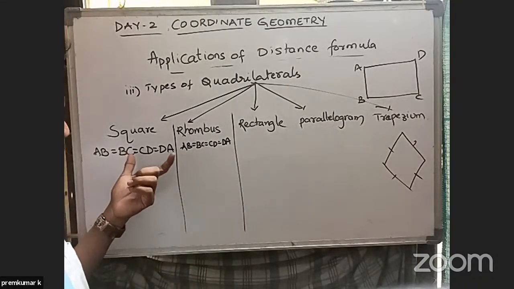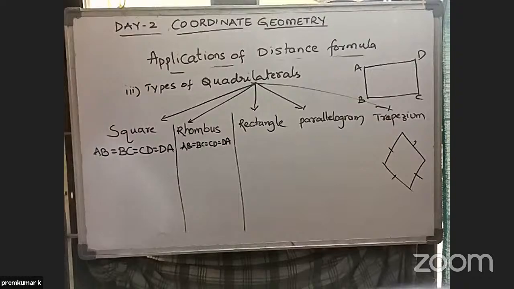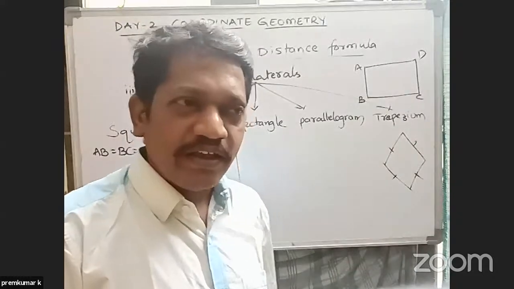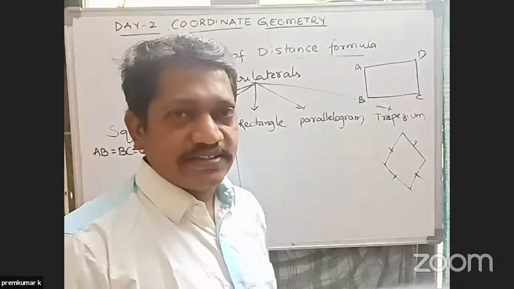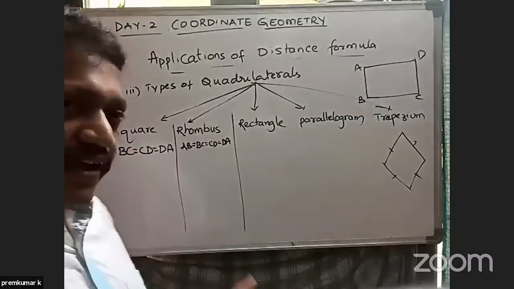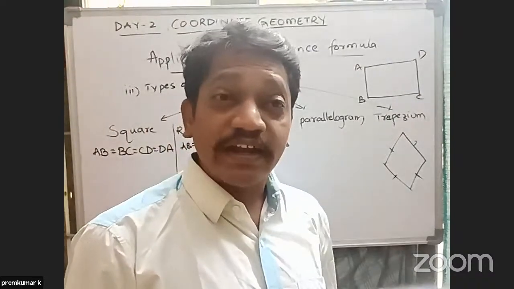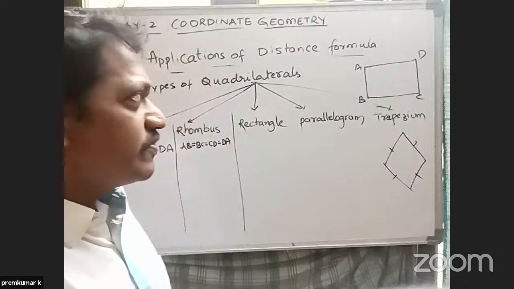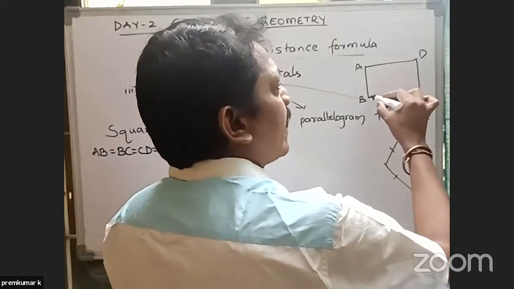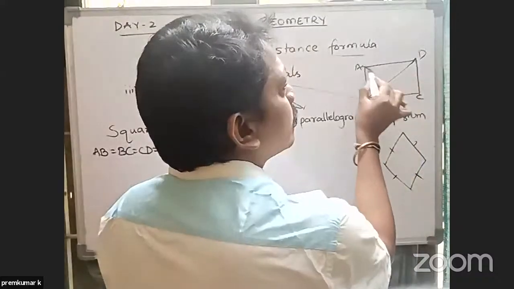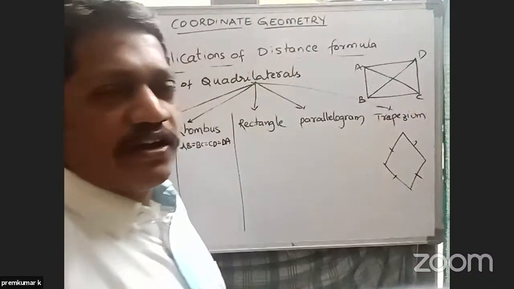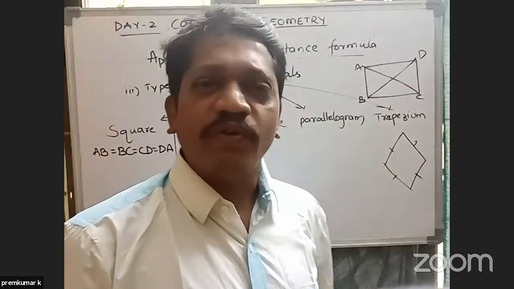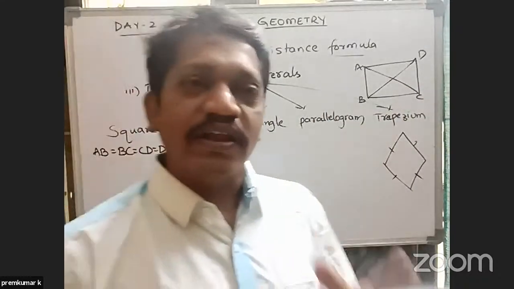Now, if you observe these two, both have the same thing: all 4 sides are equal. Now here one doubt arises, whether it is a square or a rhombus. How to find that? For that, we need another property of square and rhombus. That is, we have to join these two. What are these called? The line joining the opposite vertices of a quadrilateral is called a diagonal.